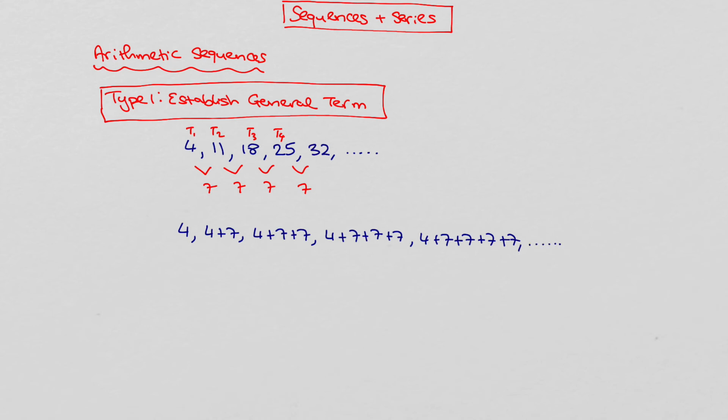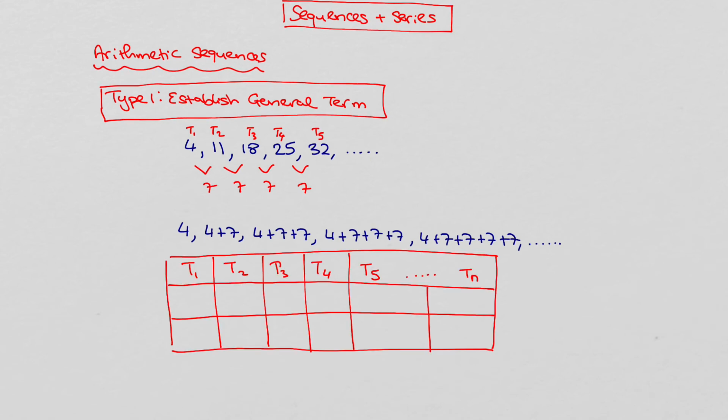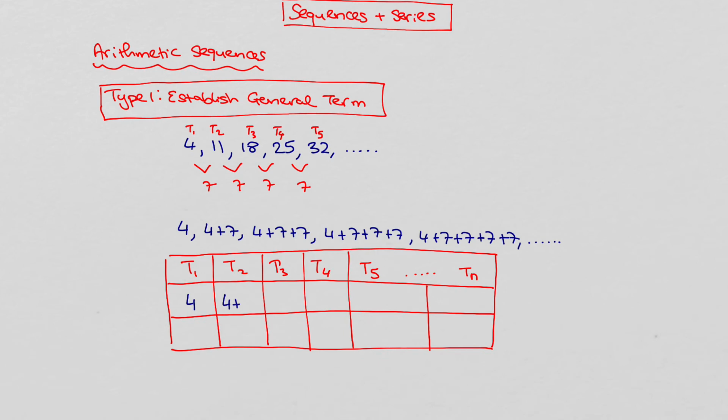And we could keep going on like this, and obviously we'd get very messy because we'd have a lot of 7s. So let's make a table. So in the table, if we list them as term 1, that's going to be 4. Term 2 is 4 plus 7. Term 3 could be written as 4 plus 2 7s. Term 4 could be written as 4 plus 3 7s. Term 5 could be written as 4 plus 4 7s.